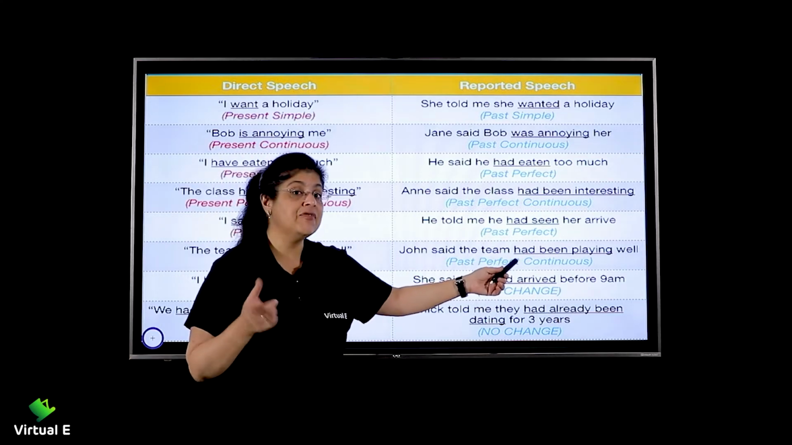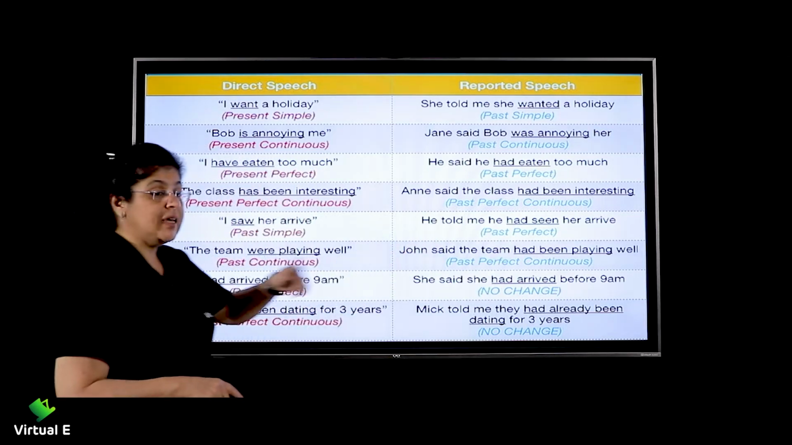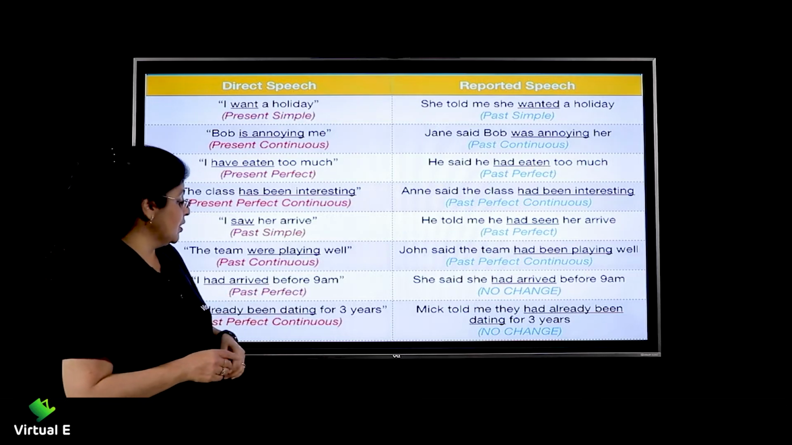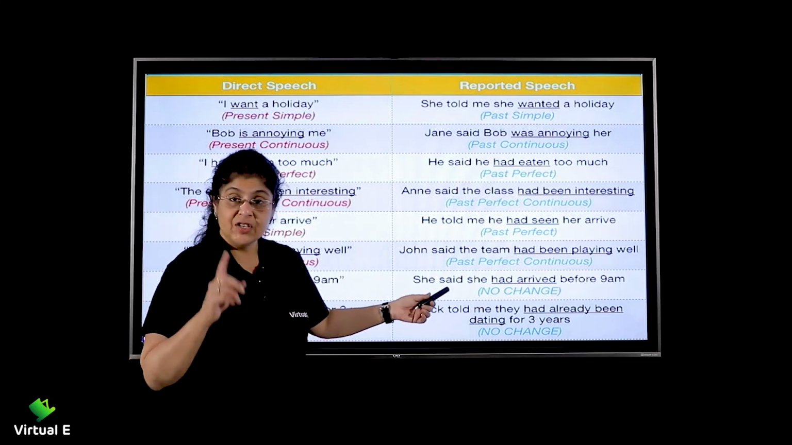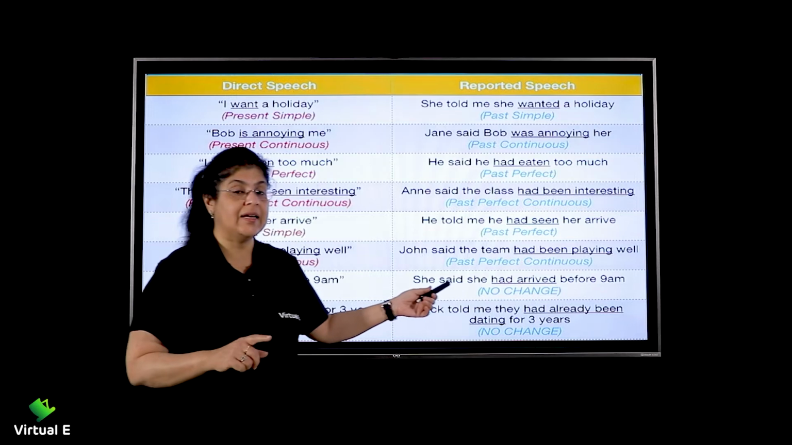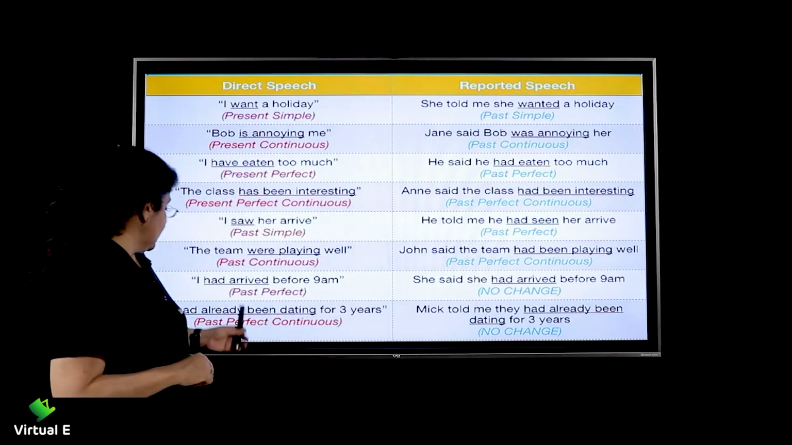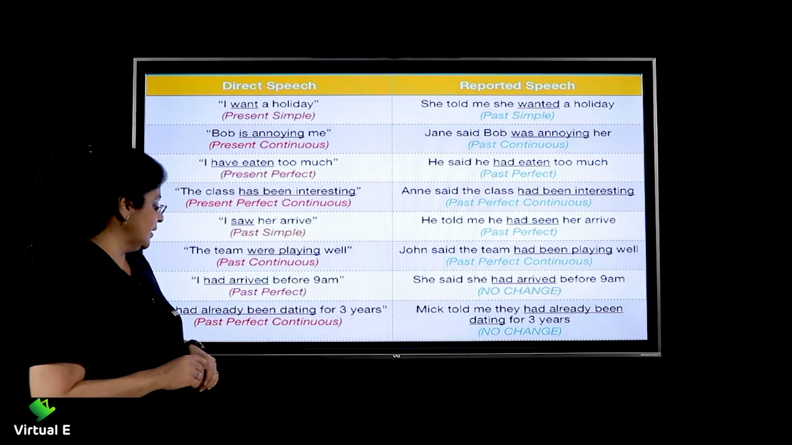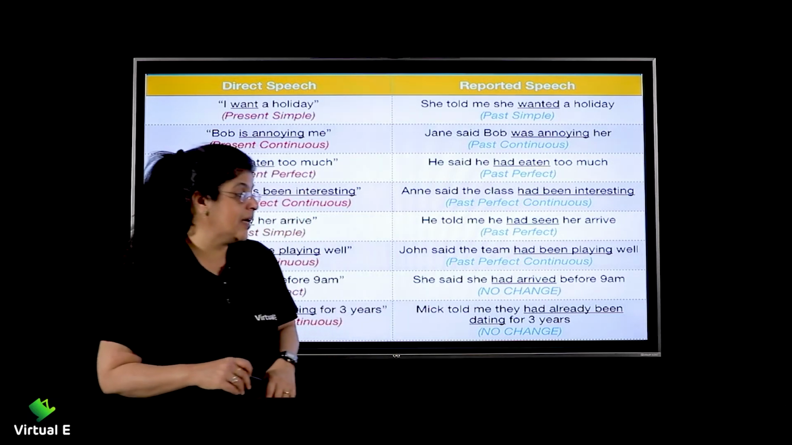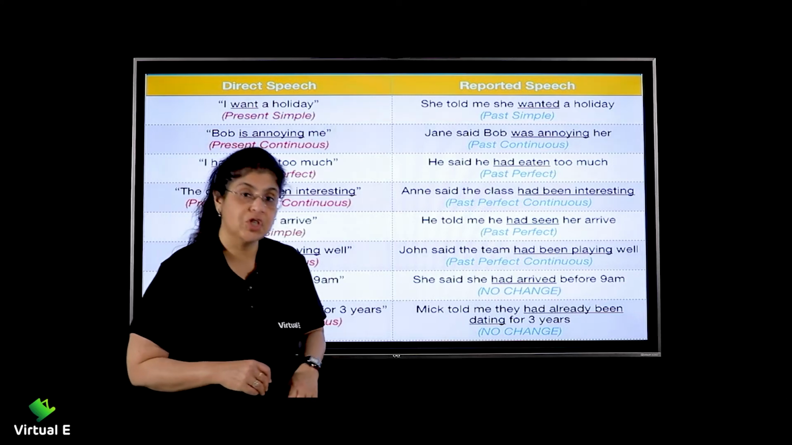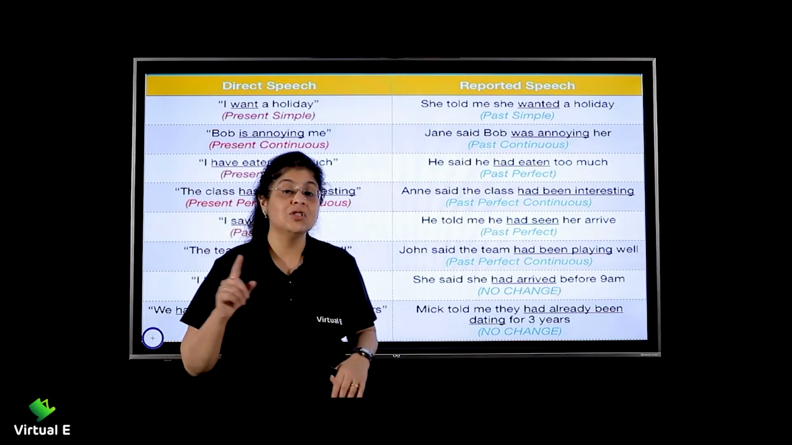Past is had, perfect, had, has or had. Now, we are talking of past perfect. So, it will be had been playing. "I had arrived before 9 a.m." Had arrived. It's past perfect. In this case, "She said that she had arrived before 9 a.m." No change. Past perfect does not change. "We had already been dating for 3 years." That is past perfect continuous. Again, "Mick told me that they had been dating for 3 years." No change. So you have to remember past perfect and past perfect continuous do not change.